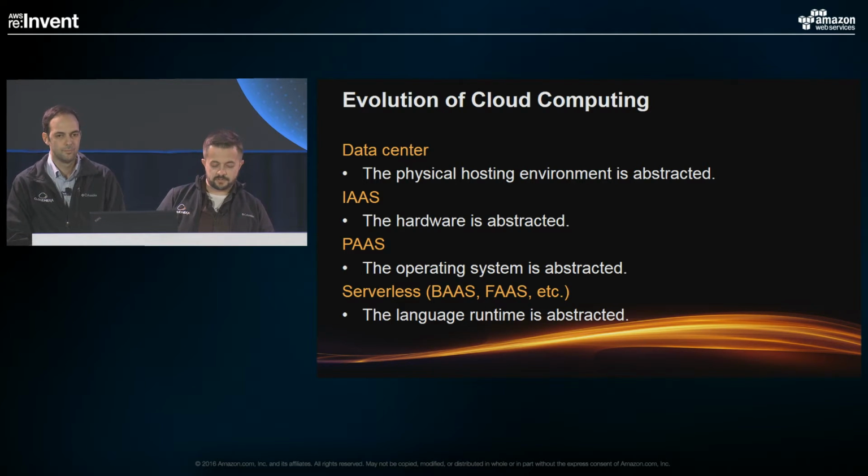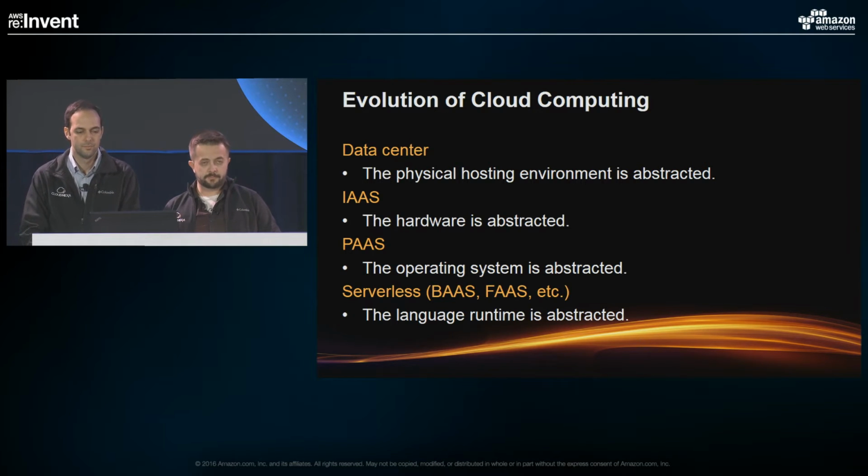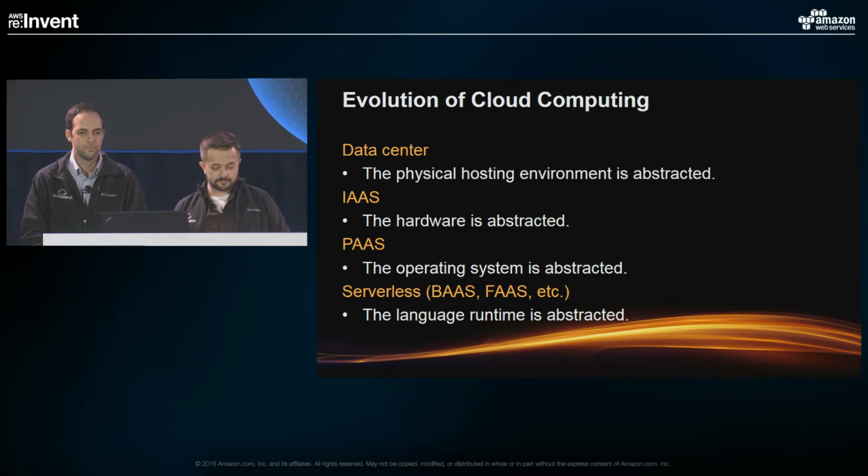The hardware was the unit of scale, and our physical hosting environment was abstracted away. The next major shift came with infrastructure as a service, or IaaS. The physical hardware became abstracted away, and our operating system now became our unit of scale. In AWS, this is sometimes referred to as infrastructure services. Some easy examples to list would be the Elastic Compute Cloud, EBS, VPC.